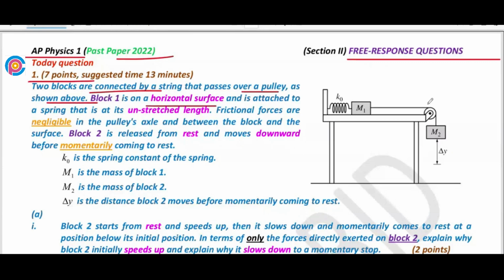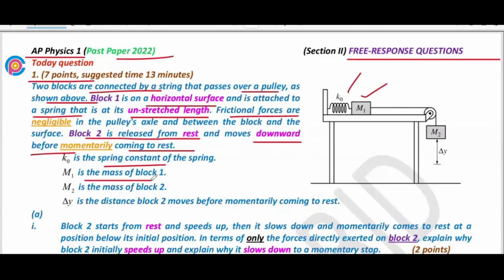Block 1 is on a horizontal surface and attached to a spring at its unstretched length, with spring force constant K naught. Frictional forces are negligible in the pulley axle and between the block and the surface. Block 2 is released from rest, moves downward, and momentarily stops. K naught is the spring constant, M1 is the mass of block 1, M2 is the mass of block 2, and delta Y is the distance that block 2 covers before coming to rest.